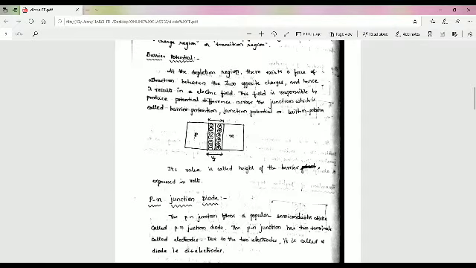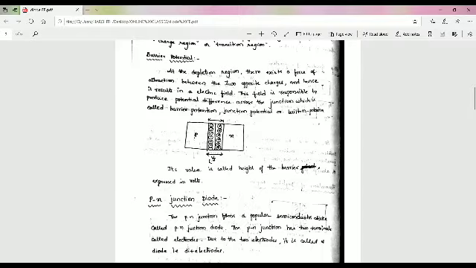This is called the barrier. In this is the barrier potential, also known as the junction voltage. Okay, near the junction, on one side there are many positive charges, on the other side there are many negative charges.